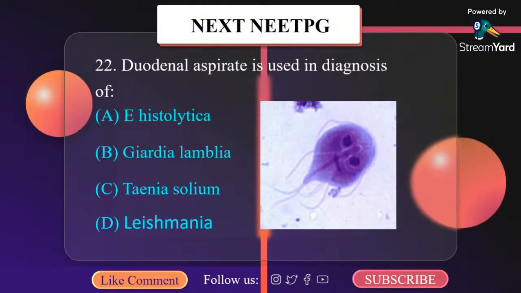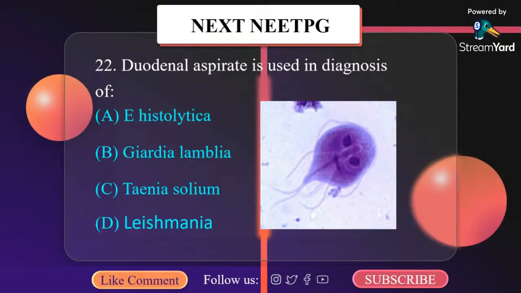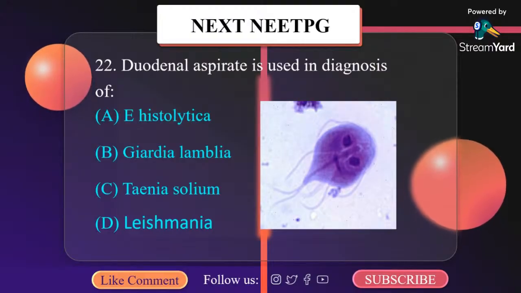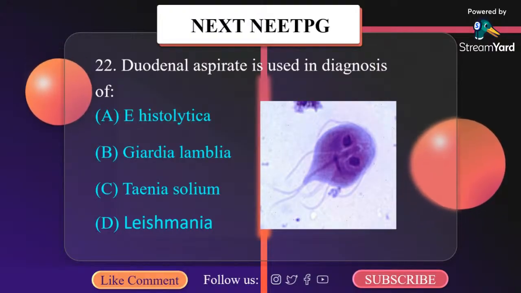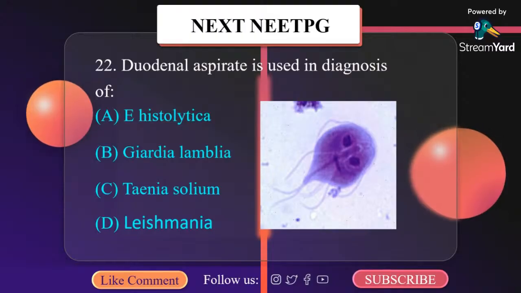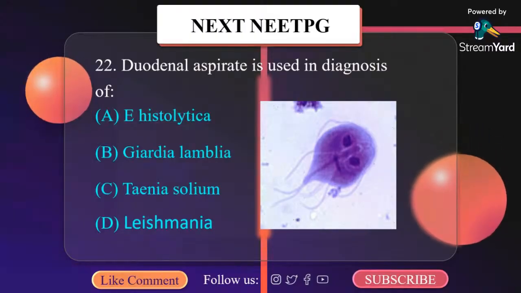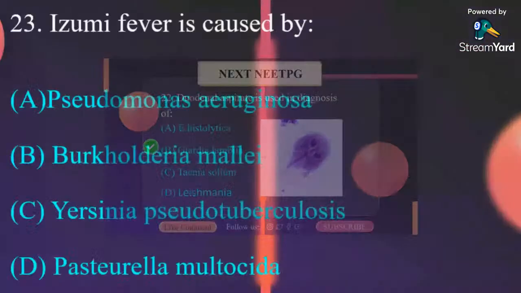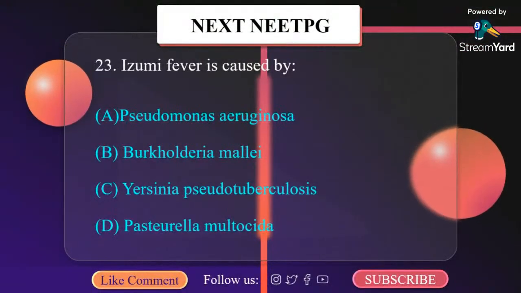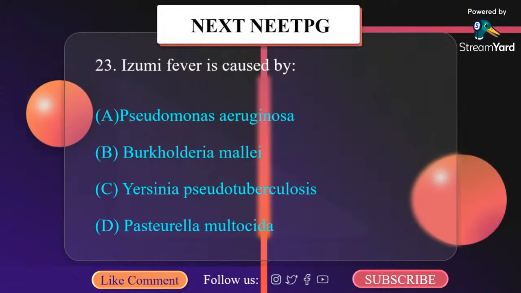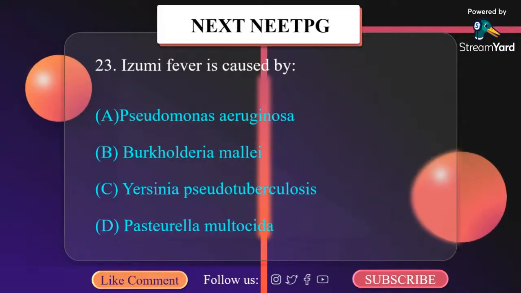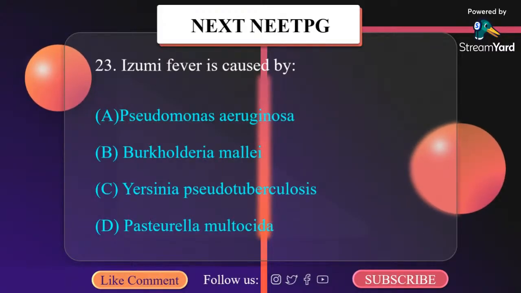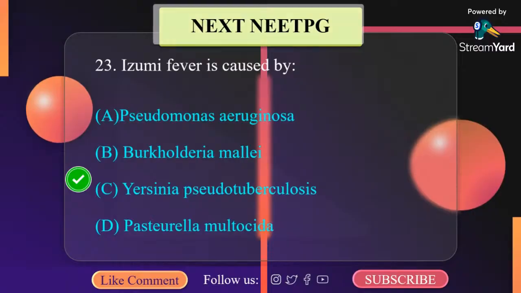Duodenal aspirate is used in diagnosis of A. Entamoeba histolytica, B. Giardia lamblia, C. Taenia solium, D. Leishmania. It is Giardia lamblia. Duodenal aspirate is used for Giardia lamblia. Izumi fever is caused by A. Pseudomonas aeruginosa, B. Burkholderia mallei, C. Yersinia pseudotuberculosis, D. Pasteurella multocida. It is Yersinia pseudotuberculosis.